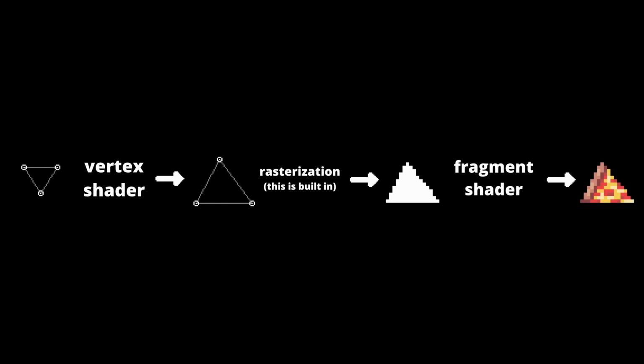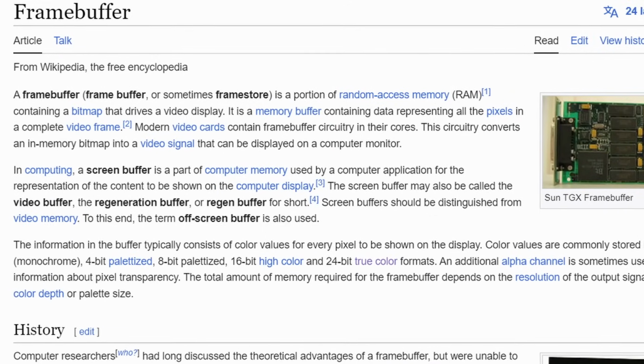When you run the vertex and fragment shaders to render a scene, the output gets saved as a two-dimensional image to something called a frame buffer. It's easiest in this case to just think of frame buffers as images.